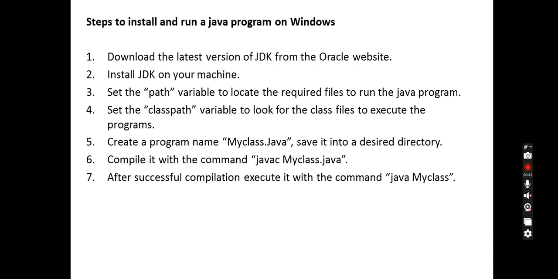So for installation of Java, what you need to do? You need to download the latest version of JDK. What is JDK? Java Development Kit. It is a package, an installer which will provide all the files required for running and executing your Java program. So you have to download it and then you have to install it.